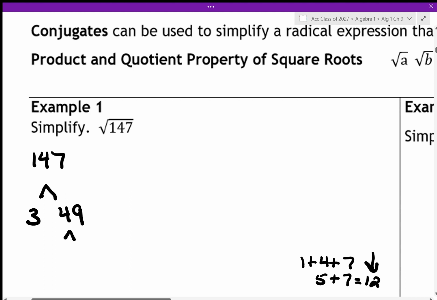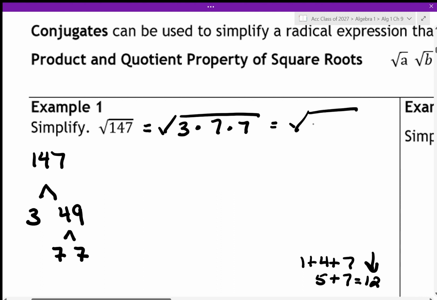49, I'm going to do the same thing. 49 is 7 times 7. Now, what I'm going to do here is break up my radical, and I'm going to have it be 3 times 7 times 7. We could write this as the square root of 3 times 7 squared. And then I'm going to rewrite that again as root 7 squared times root 3.